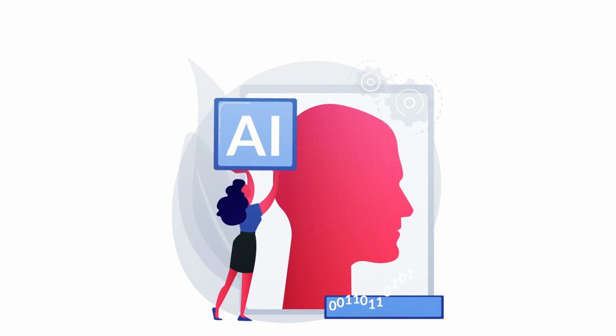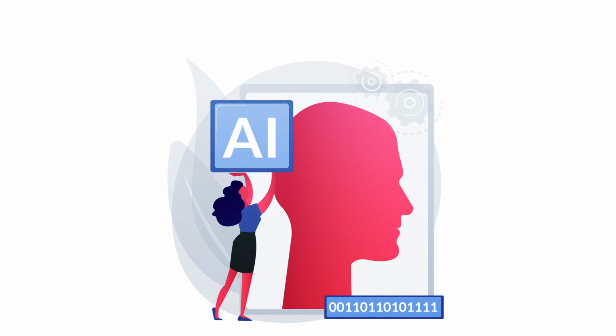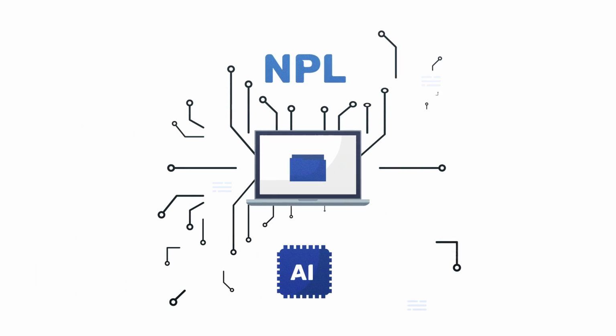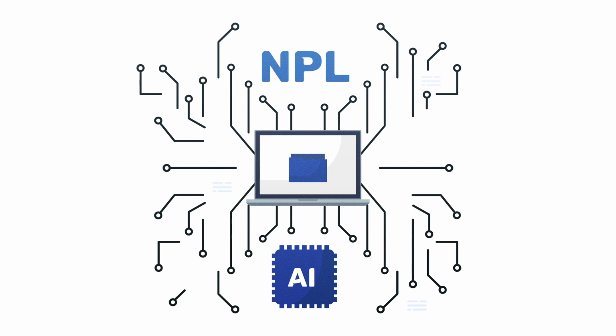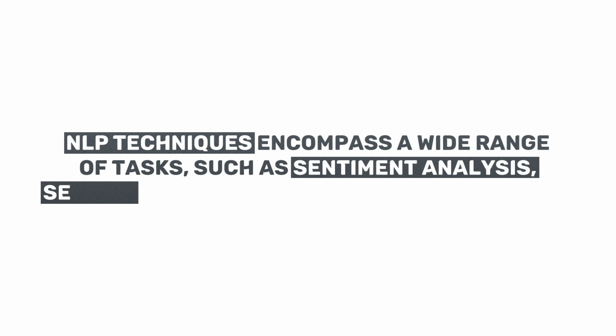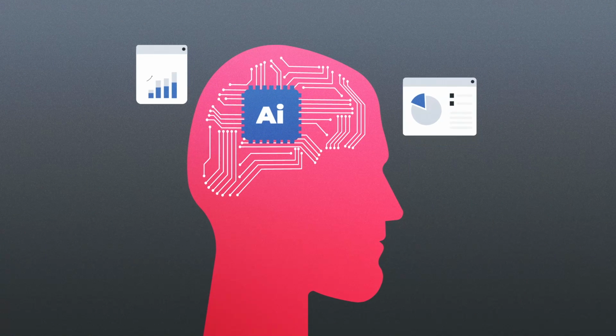With deep learning, language barriers are overcome, enabling seamless global interactions and fostering cross-cultural understanding. But it is NLP that enables machines to truly understand and process human language. NLP techniques encompass a wide range of tasks, such as sentiment analysis, semantic parsing, and question answering. NLP empowers AI systems to comprehend the intricacies of language, including idioms, metaphors, and cultural nuances.